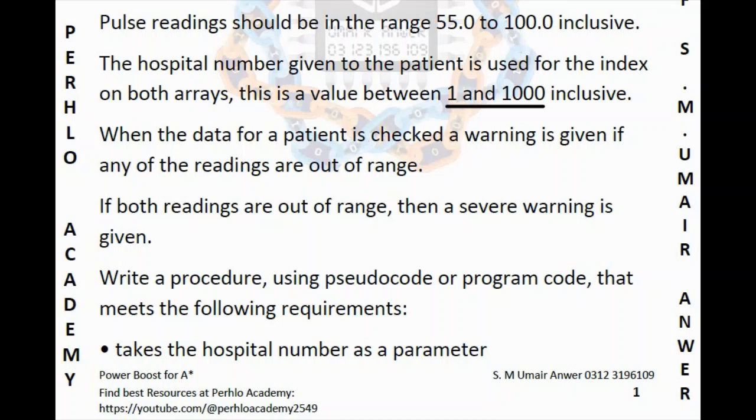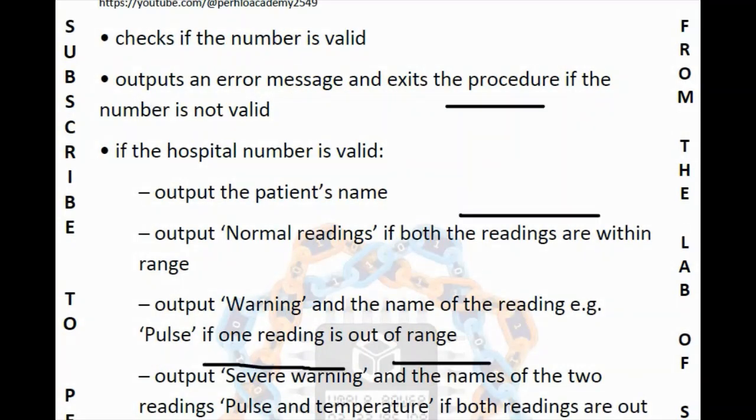When the data for a patient is checked, a warning is given if any of the readings are out of range. If both readings are out of range, then a severe warning is given. Write a procedure using pseudocode that meets the following requirements. Take the hospital number as a parameter. Check if the number is valid. Output an error message and exit the procedure if the number is not valid.